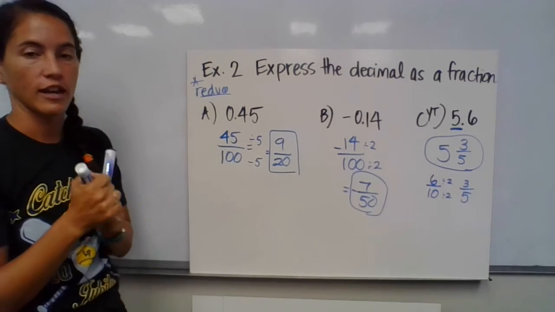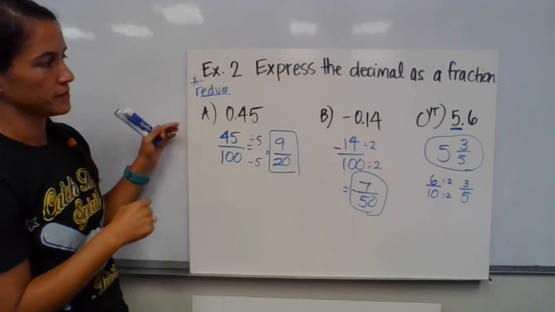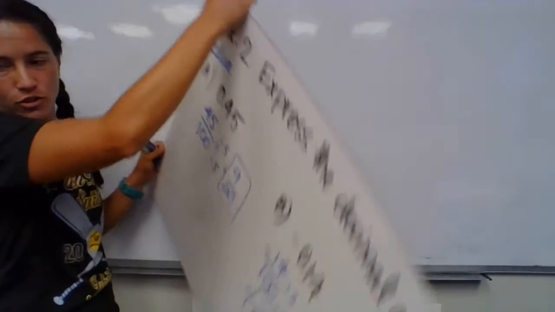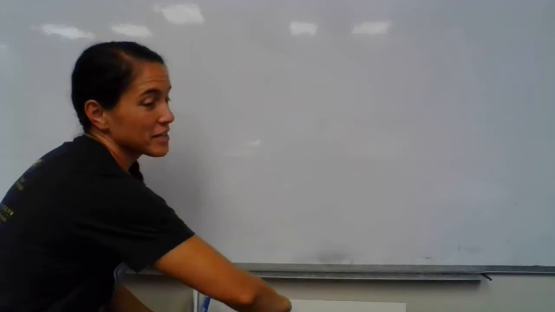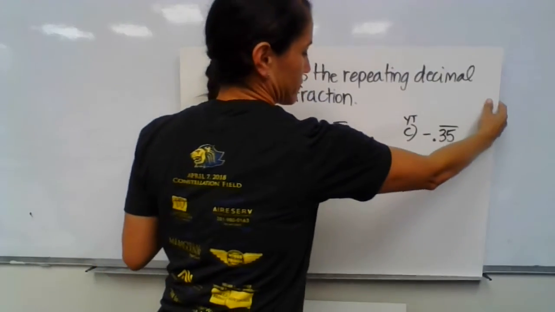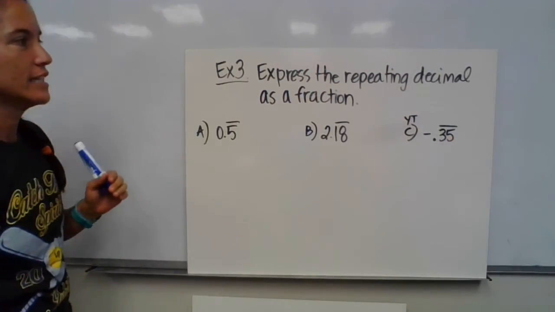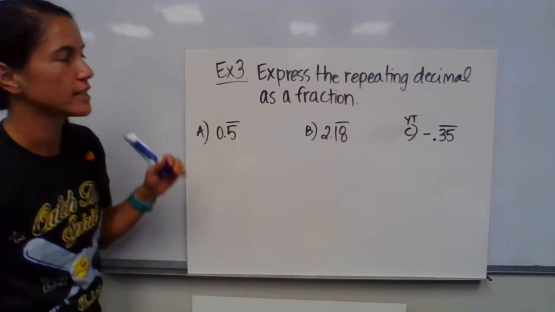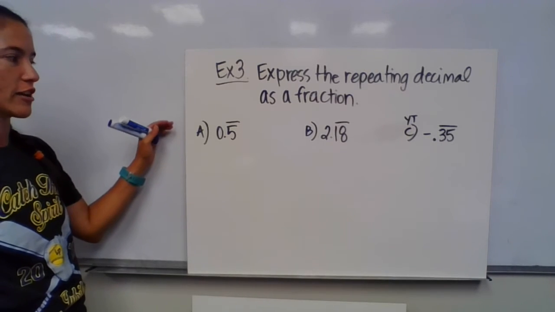That is how you change a decimal to a fraction. Again, I hope this is not new. This shouldn't be new, right? Goodness. Now this part might be new. All right. What are we at? 6 minutes. Express the repeating decimal as a fraction.